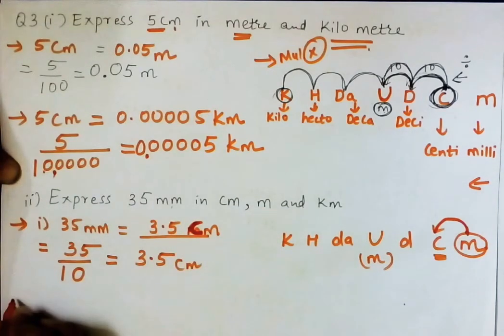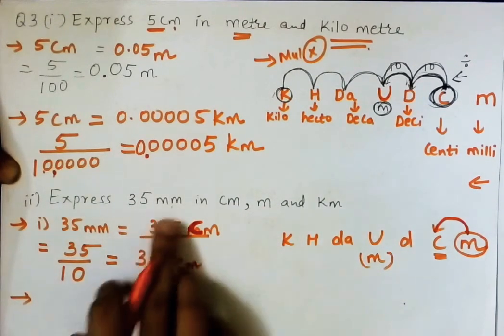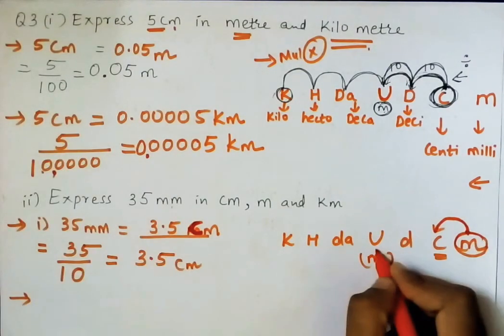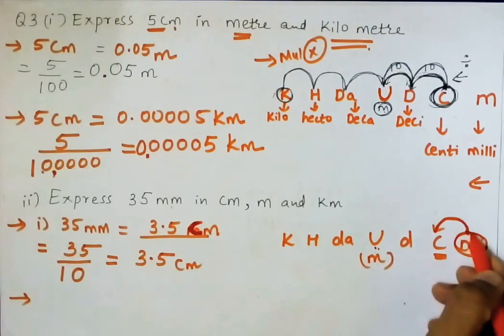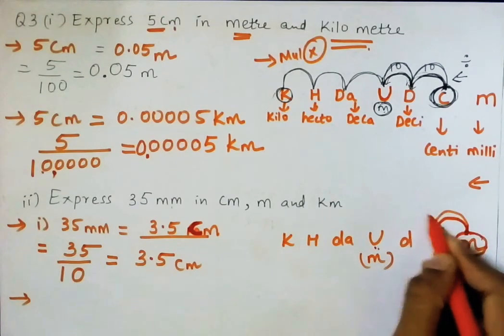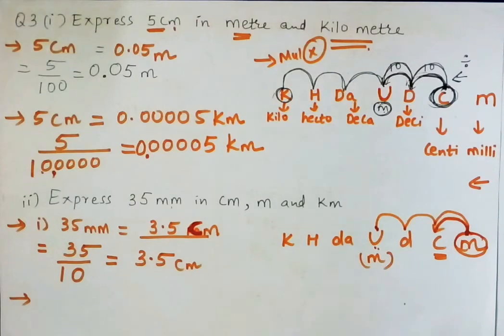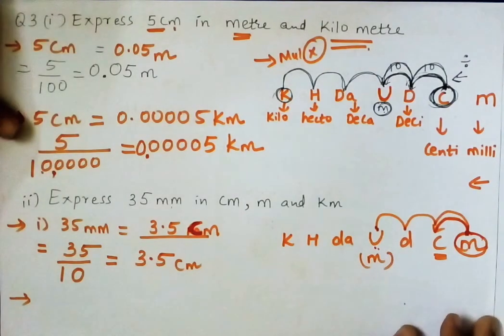We need to convert to meter. So next time we have to start from millimeter and we have to stop at meter. Meter will come in unit. Okay, so how many times are we jumping now? 1, 2 and 3. We are jumping 3 times. So you need to divide by 1000.